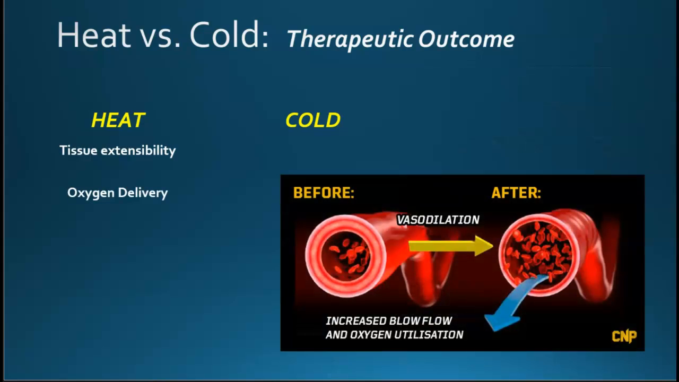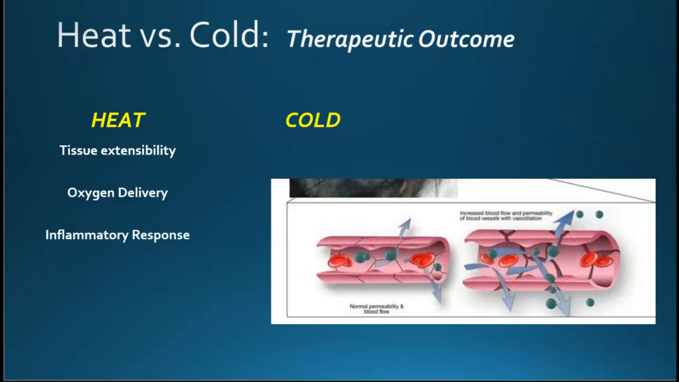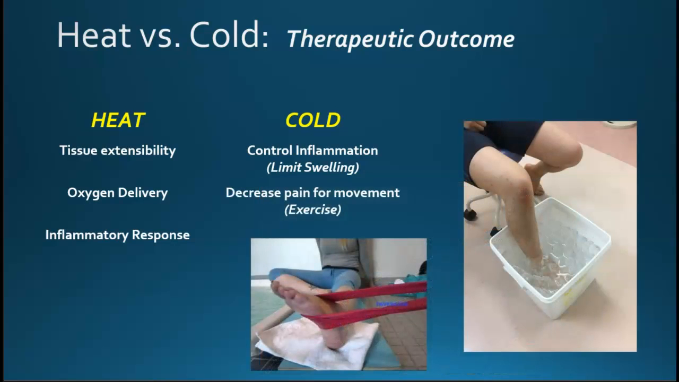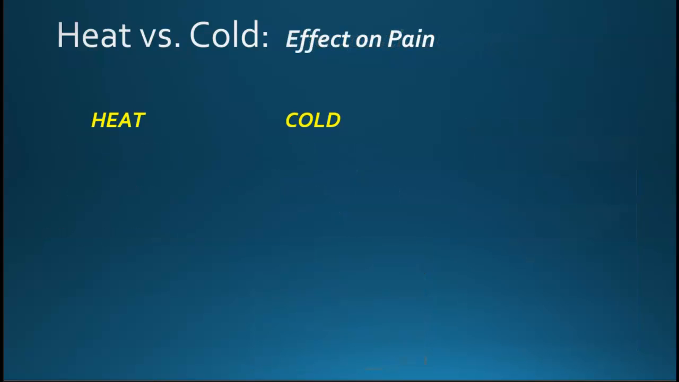Since we have more blood flow, we get more oxygen delivery, so that's good. But it does increase the inflammatory response. So we are going to get that vasodilation in the acute stage. That may not be the best thing that we want. We want to limit the swelling, so that's what the cold is going to do. It definitely helps with some movement, so it gets a good numbing version. We can do some exercise with that.